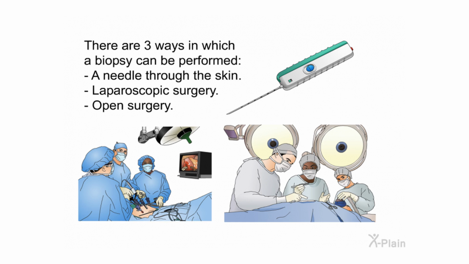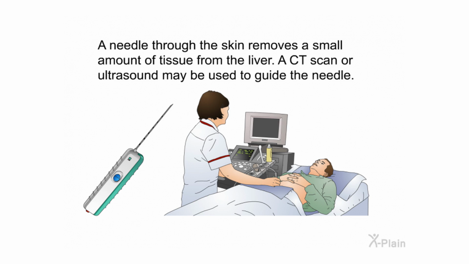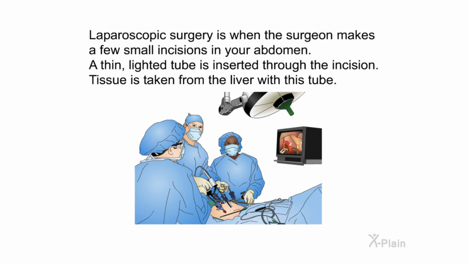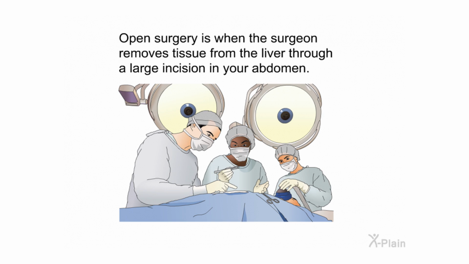There are 3 ways in which a biopsy can be performed: a needle through the skin, laparoscopic surgery, open surgery. A needle through the skin removes a small amount of tissue from the liver. A CT scan or ultrasound may be used to guide the needle. Laparoscopic surgery is when the surgeon makes a few small incisions in your abdomen. A thin, lighted tube is inserted through the incision. Tissue is taken from the liver with this tube. Open surgery is when the surgeon removes tissue from the liver through a large incision in your abdomen.